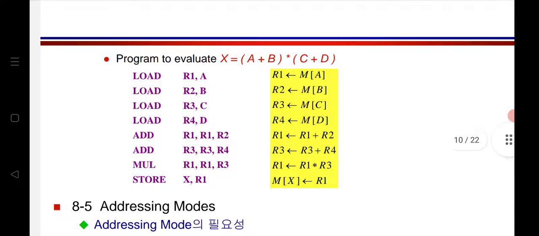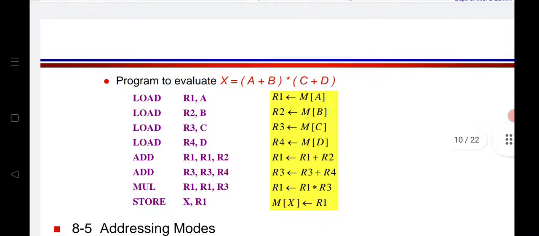So now let us take the same example, but for the RISC instruction. Program to evaluate the equation: first, the A and B values I am going to load into the R1 and R2 registers. C and D values will be loaded into the R3 and R4 registers. Later on, we will use an add instruction, add R1 comma R2, that is R1 equals R1 plus R2. Next is add R3 comma R4, that is R3 equals R3 plus R4.